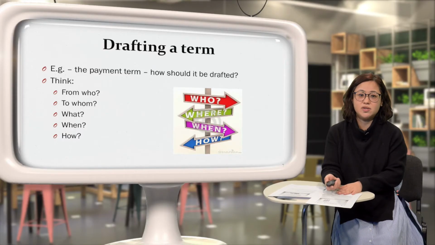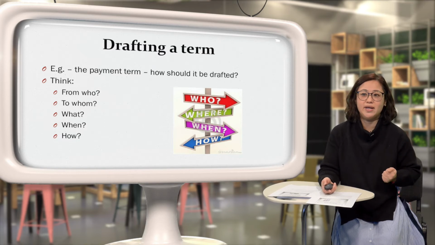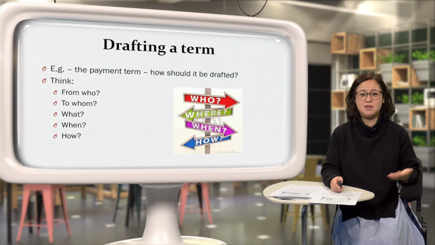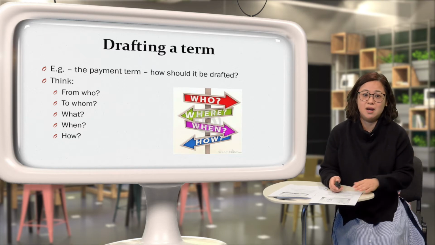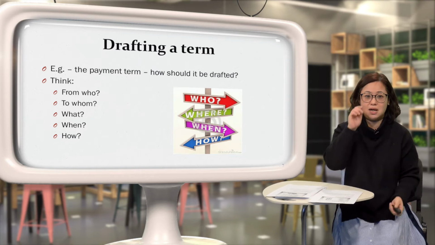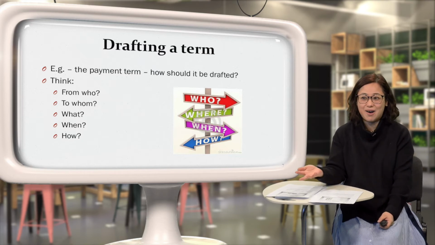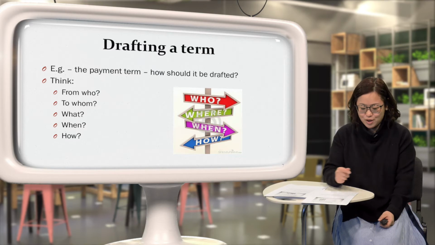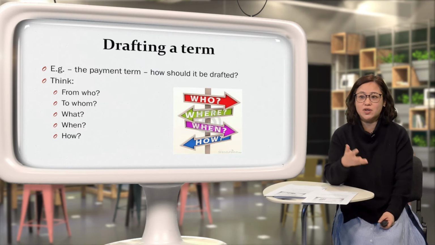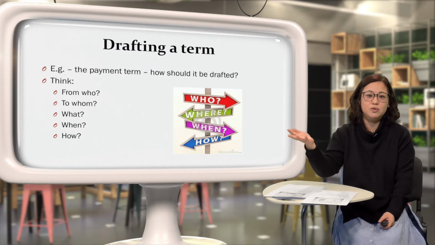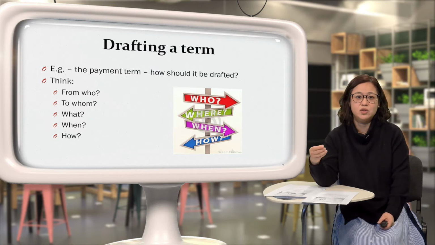I will then ask my students to go into groups and try drafting one of the terms. The usual term I would ask them to draft is the payment term, because that's quite simple. Students will then go off doing it. Maybe you can pause this video and do this now. When you've finished, look at your term and think about, have you dealt with all these: from whom is the payment going to be made, to whom, what, when, how?